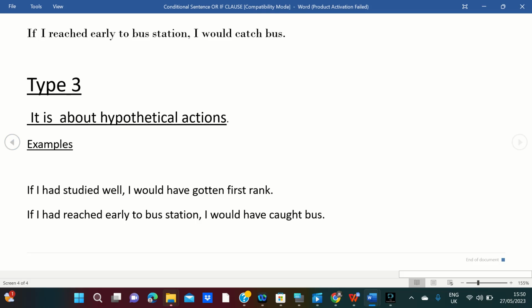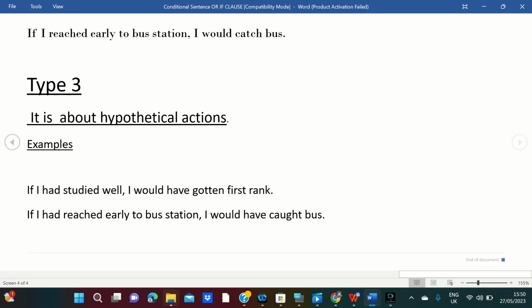Next, type 3 condition. It talks about hypothetical actions. If I had studied well, I would have gotten first rank. We come across these kinds of sentences, hypothetical actions, in our lives. If I had studied well, I would have gotten first rank. It's a kind of hypothetical action, imagination, imaginary action. Type 3 condition always talks about imaginary actions.